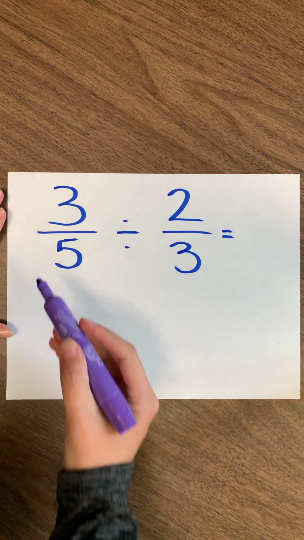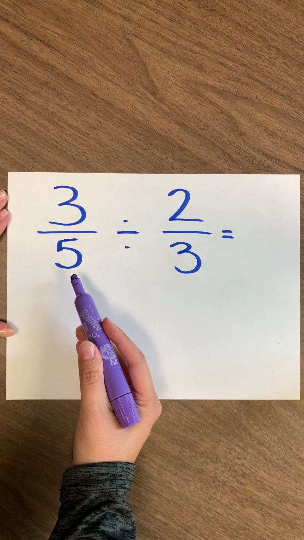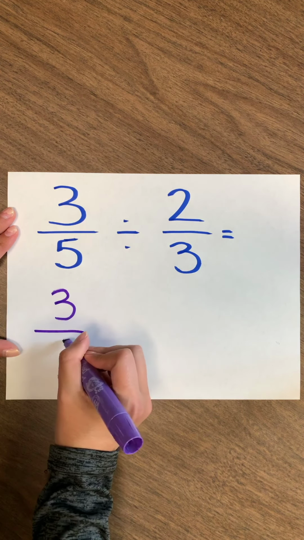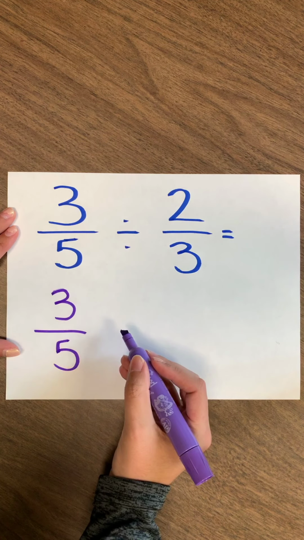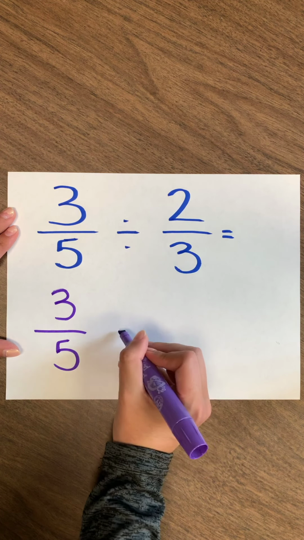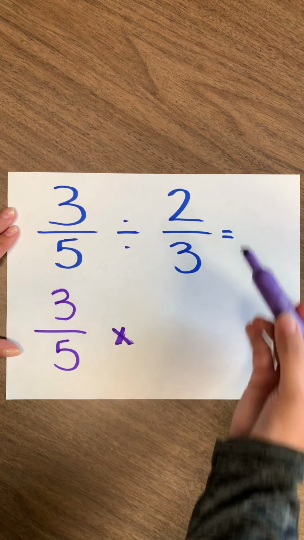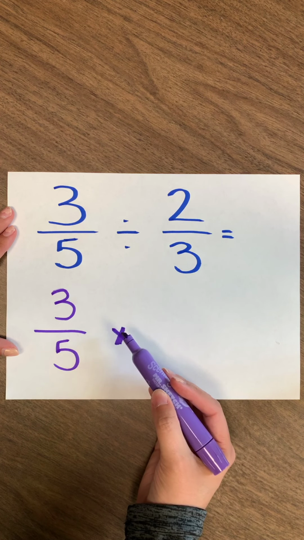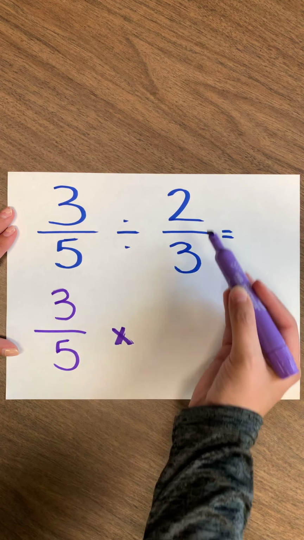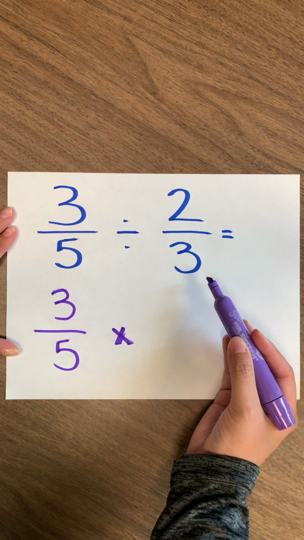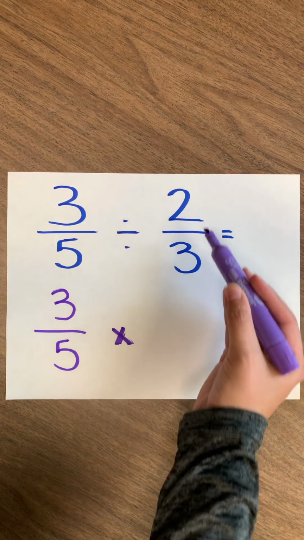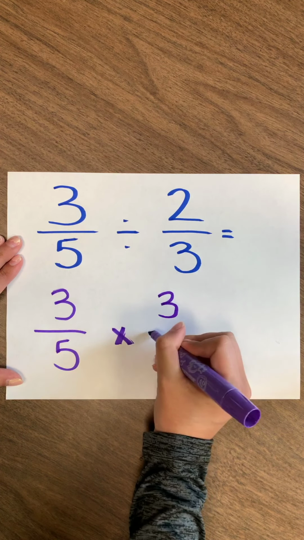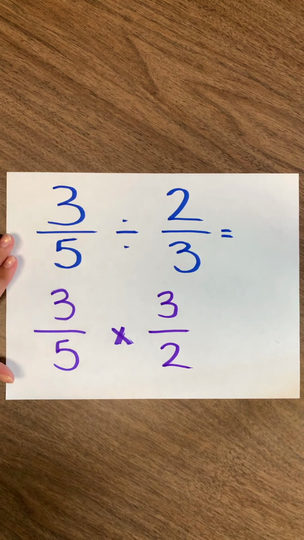We're going to keep the first fraction the same. We will not change that. So I'm just going to rewrite 3/5. But instead of division, I'm going to change this to a multiplication problem. And this is why I said you'd need to know what the word reciprocal means. So what we're going to multiply this by is not 2/3, but the reciprocal of 2/3. Remember, to find a reciprocal, you just simply flip the numerator and the denominator. So we will put 3 on top and 2 on bottom.